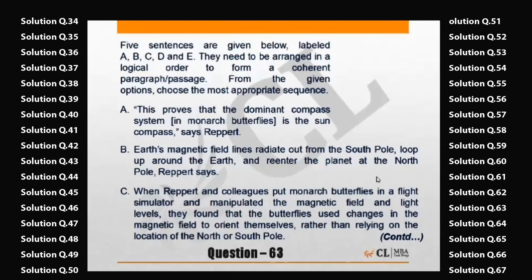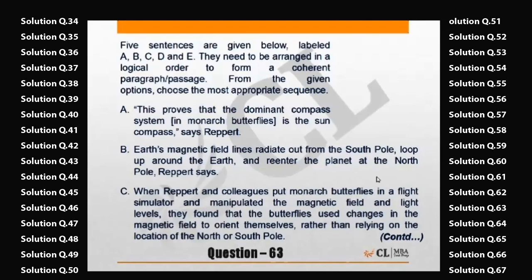B and E, these 2 sentences form a mandatory pair. While B talks about the magnetic field that surrounds the Earth radiating out from the South Pole and re-entering the Earth from the North Pole, E follows it by describing what this all means.